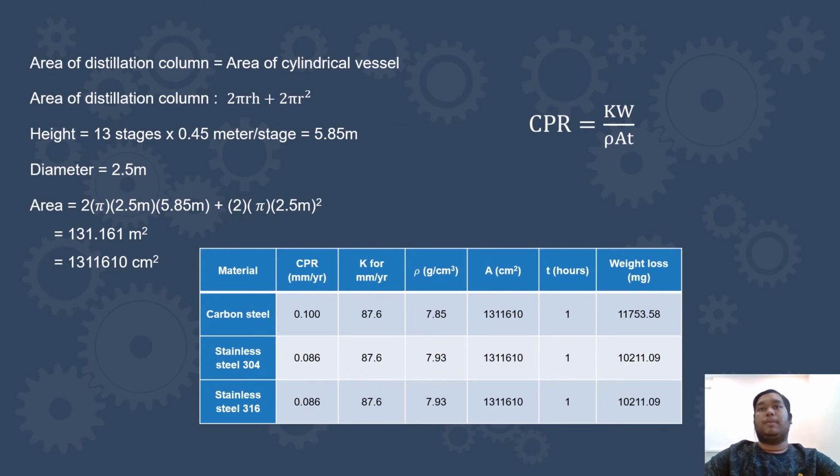There are several parameters that were assumed. First, the time of exposure is 1 hour. The area of the distillation column is equal to the area of a cylindrical vessel. The CPR values of each material are taken from literature reviews, and we are calculating the weight loss. From this we can see that stainless steel 304 and stainless steel 316 have the same weight loss, but in reality stainless steel 316 is a better material because a certain percentage of molybdenum is added to the stainless steel, which makes it more corrosion resistant.